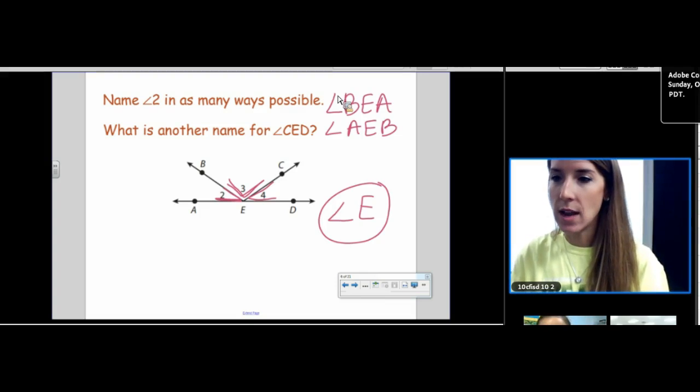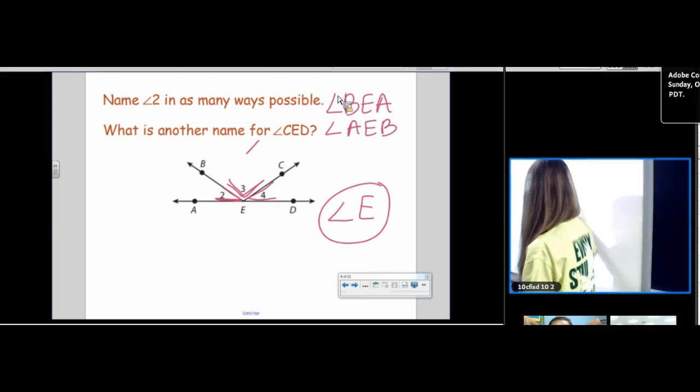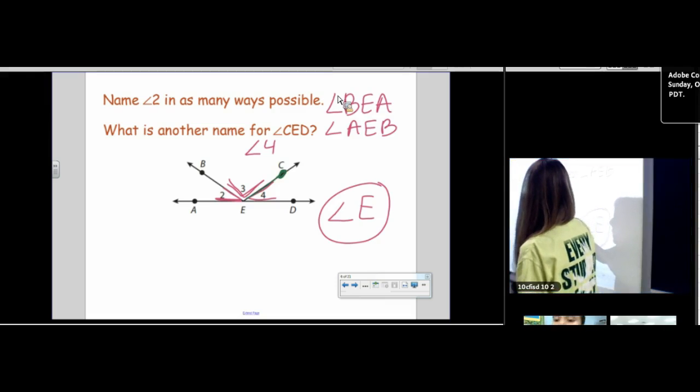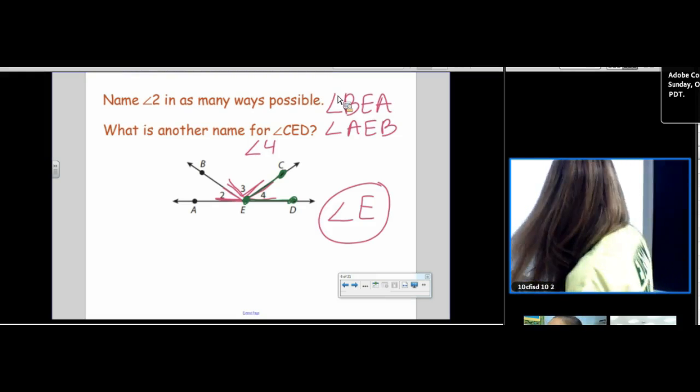Which number is angle CED? It's angle 4. Good. Okay, so when you're naming an angle, you just follow the letters C to E to D, and then you'll know which angle it's referring to.